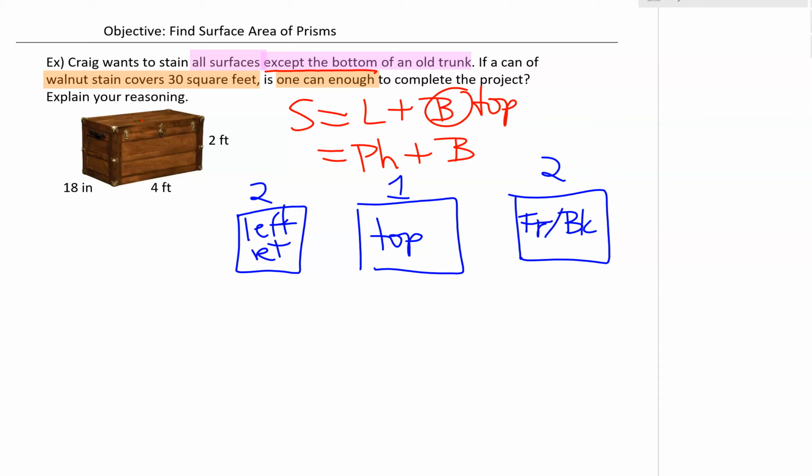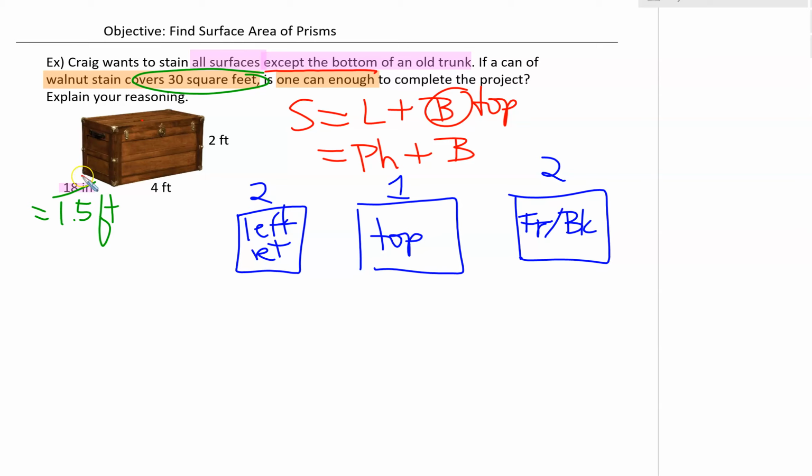So another thing again is units. So here we know that the can of stain covers 30 square feet. So a comparison is easiest then if I calculate the area of the trunk, the sides of the trunk, in square feet. And one of my measurements is not in feet, and that's my 18 inches. So I would also have to, before I begin any other calculations, convert 18 inches to feet, and that would be 1.5 feet. And so now I would be ready to go ahead and calculate each of the areas.